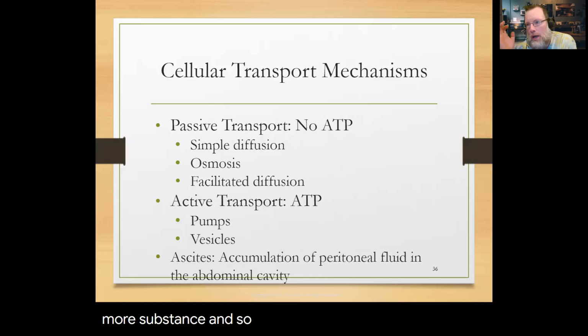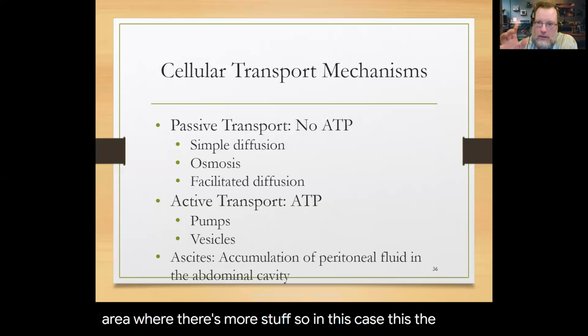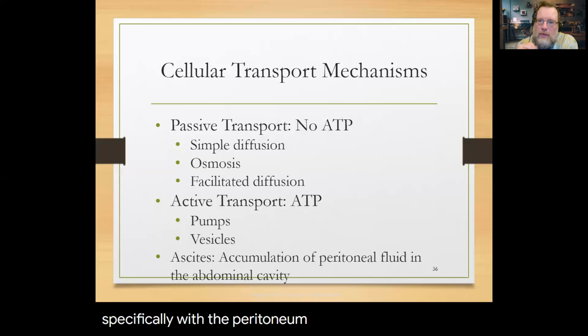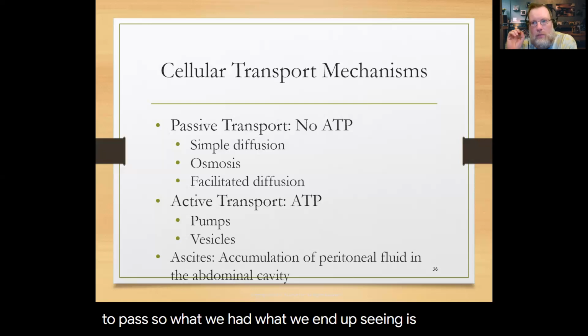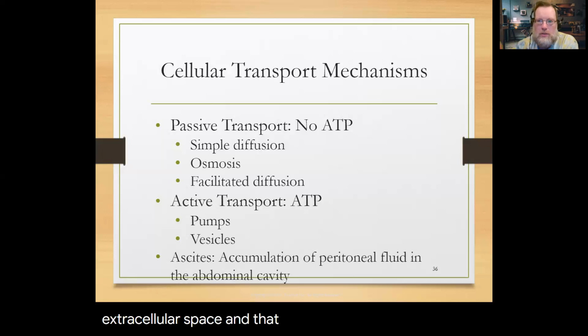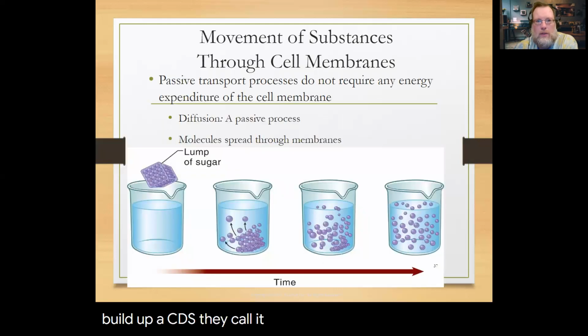And so we can either move substance to gain equilibrium or move water to dilute the area where there's more stuff. In this case, the proteins in the extracellular space and in the bloodstream, specifically with the peritoneum, are too large to pass. So what we end up seeing is dumping of water from the bloodstream into that extracellular space, and that causes a large belly and fluid buildup. Ascites, they call it.